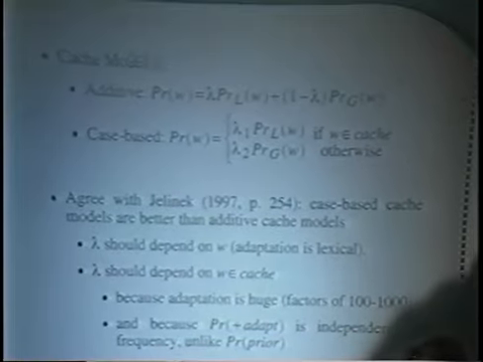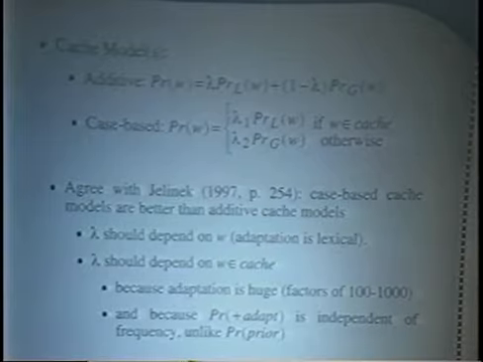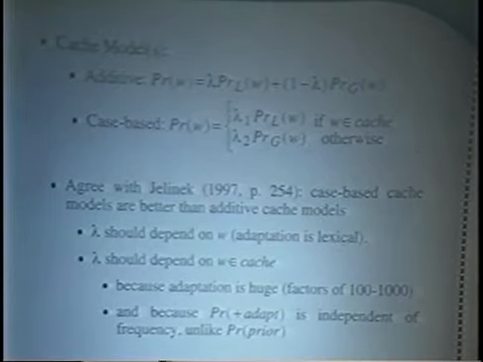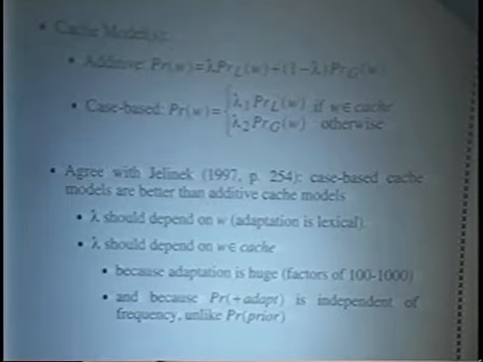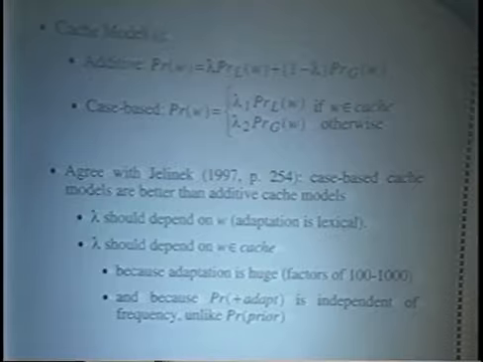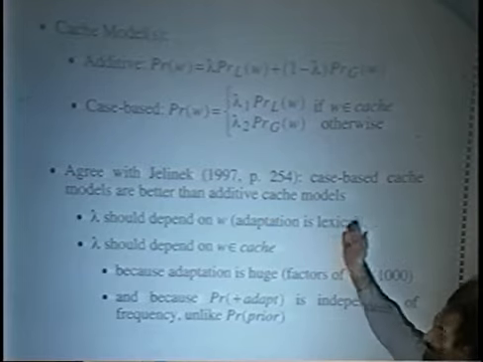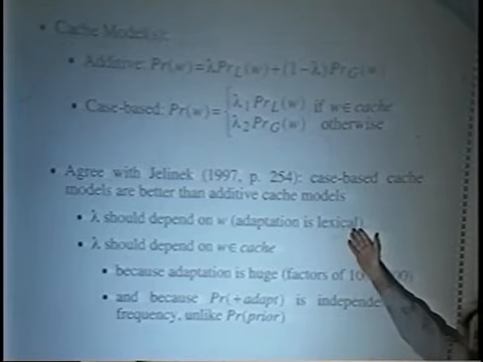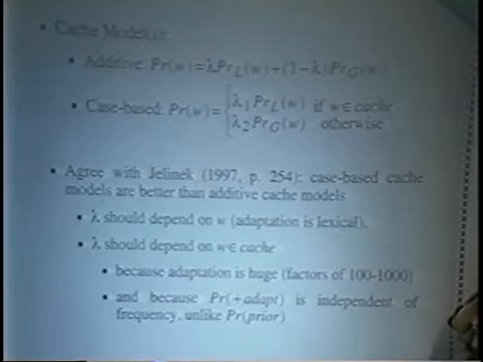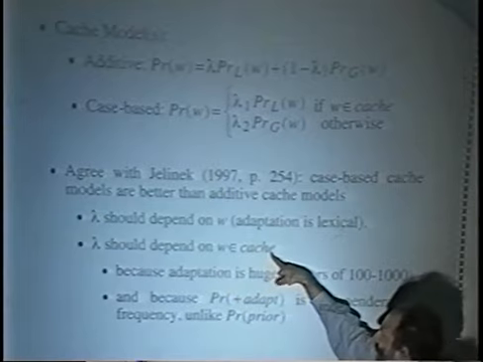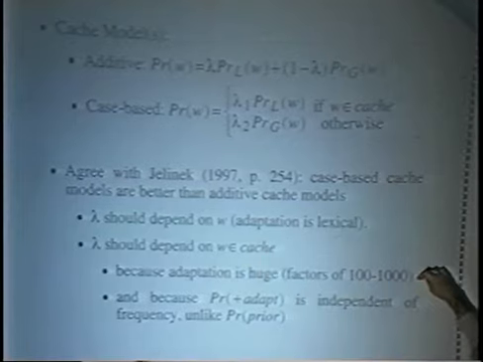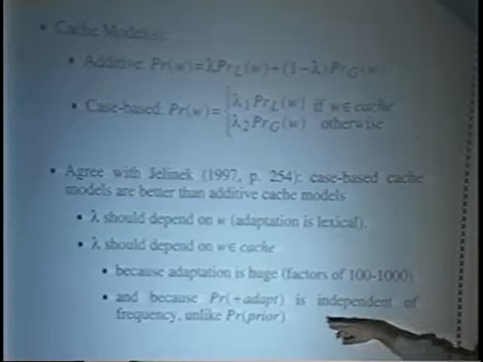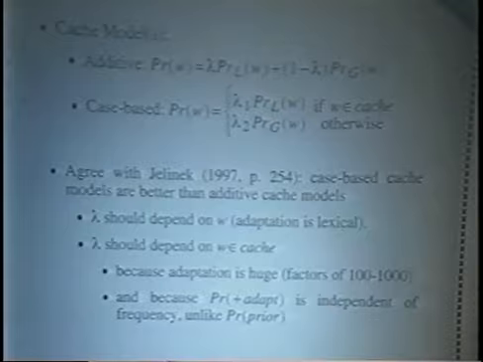We talked about cache-based models, and I divided them into two types, which I call additive and case-based. And we agree with Fred that the case-based is better than the additive, that the combination rule should depend on what the word is, that is saying the adaptation is lexical. That's probably less than an order of magnitude, but it's something. And that the word should depend on its presence or absence in the cache. That is many orders of magnitude. And that's why you need to do it, but also because it has a different shape, and I don't see how to get that shape by an additive model.